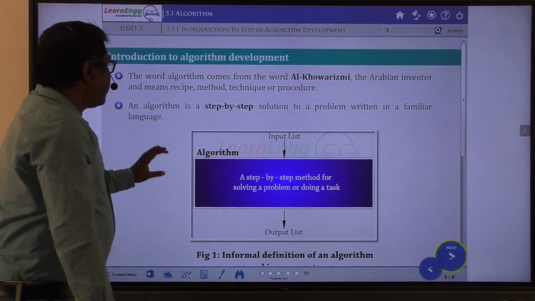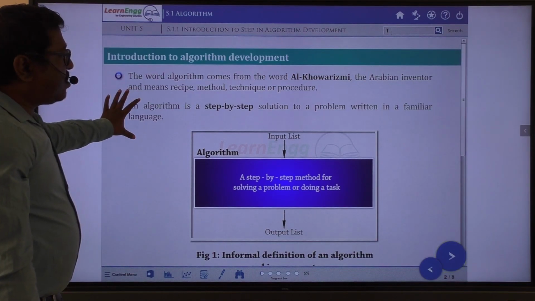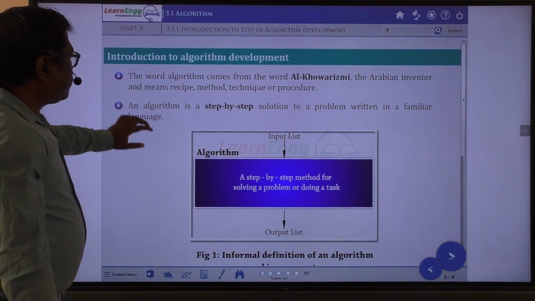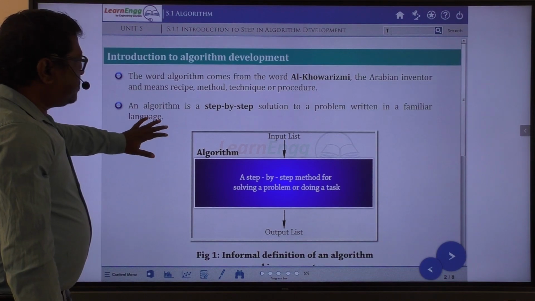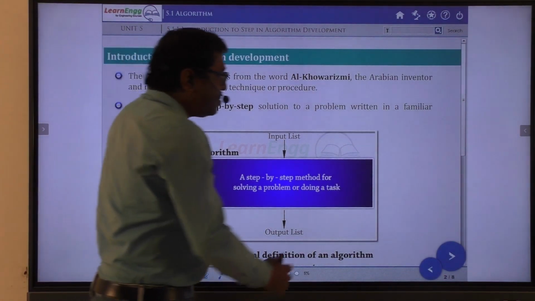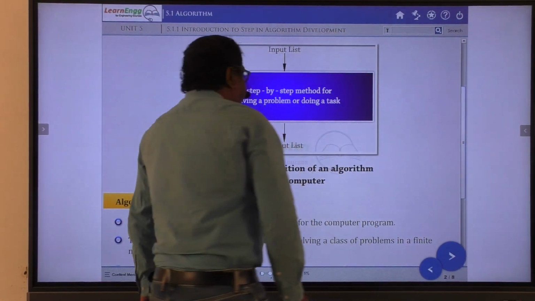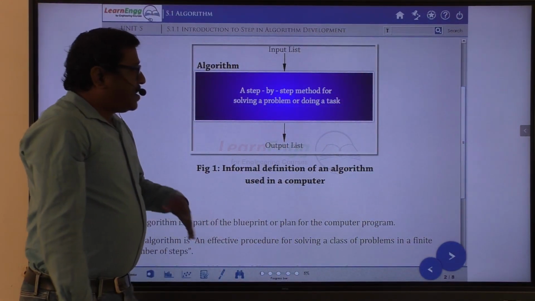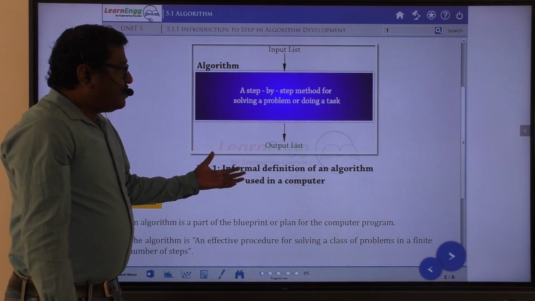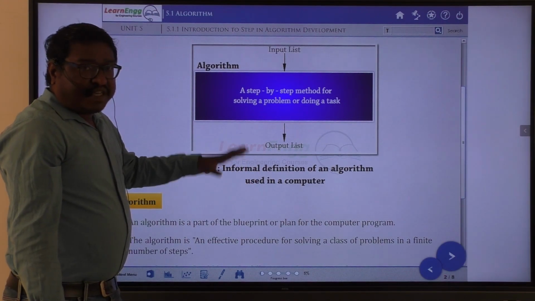So what is the algorithm? The word algorithm comes from Al-Khwarizmi, an Arabian inventor, which gives the meaning of recipe, method, technique and procedure. An algorithm is a step-by-step process. To solve any problem or task, you have to write the step-by-step process.